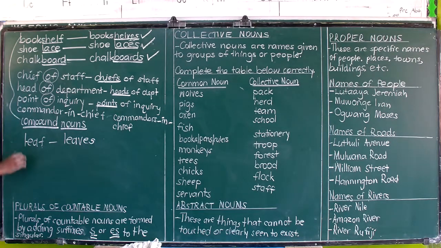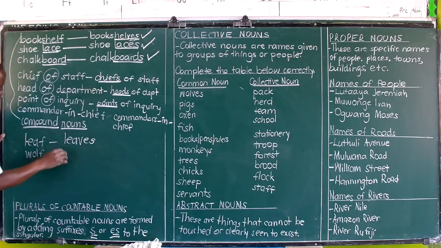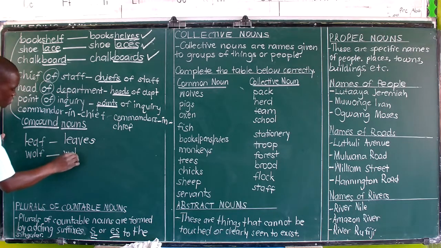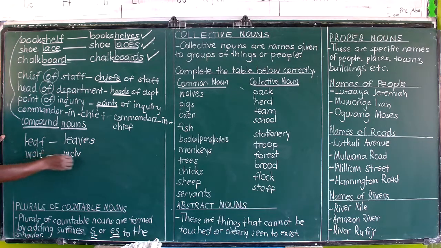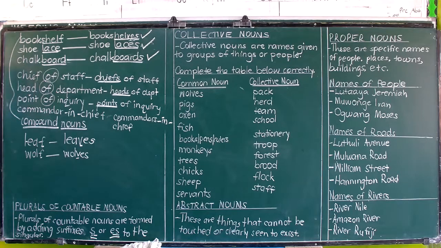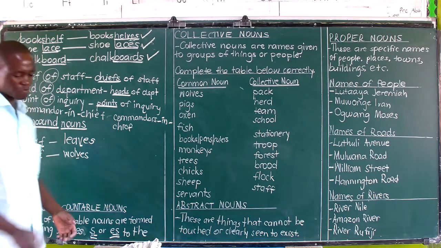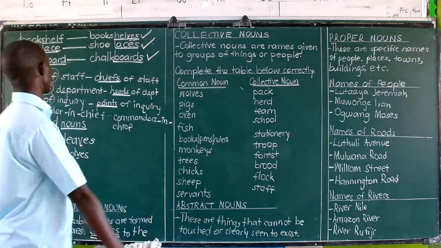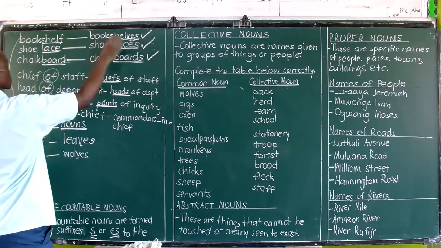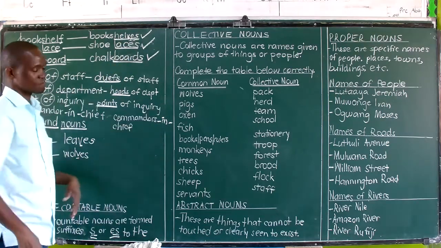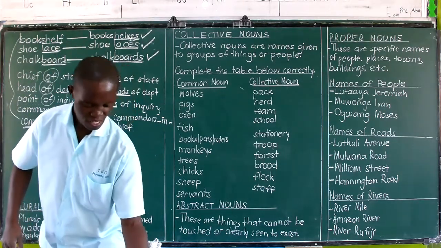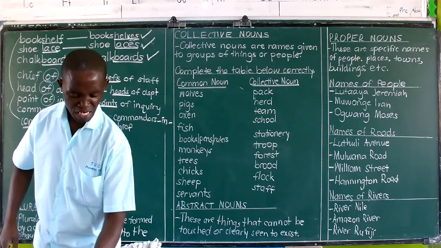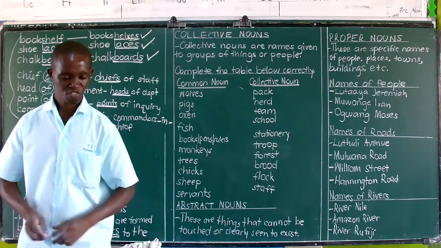What about this? W-O-L-F, that's wolf. Change F to V before you add ES to form the plural of wolf as wolves. There are many others in that category, including the one I've just talked about: F was changed to V before you added ES. That is shelf and shelves. Many others continue up to page 72.